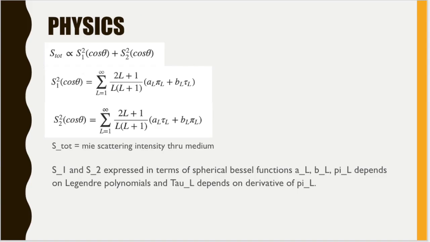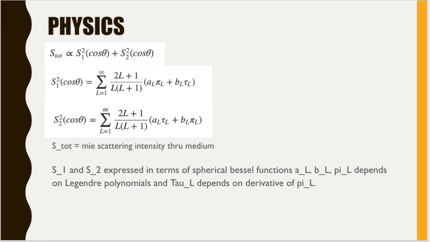So the scattering intensity through a medium is proportional to the square of the first scattering intensity and the second scattering intensity, dependent on cosine of theta. And both S1 and S2 are infinite series. The first is the sum of (2L+1)/(L(L+1)) times (A_L π_L + B_L τ_L). And for S2, it's the same, but instead it's A_L τ_L + B_L π_L. A_L and B_L are dependent on the spherical Riccati-Bessel functions.